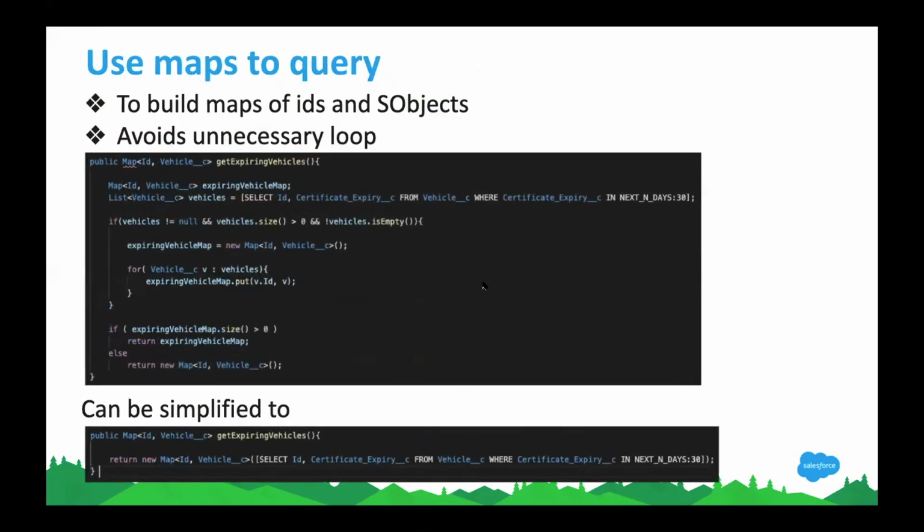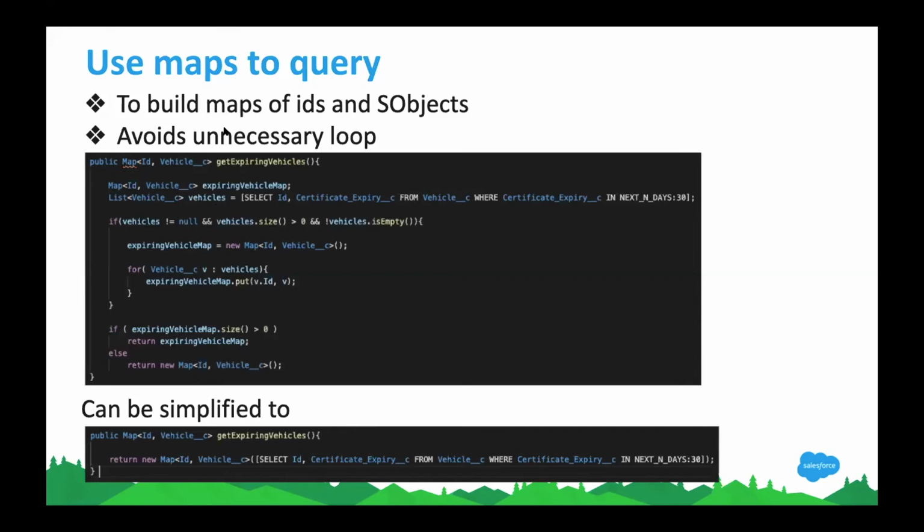Use maps to query. Map is one of the collections that we have in Salesforce. The first point is to build a map of IDs and the list of the sObject. Say, for example, I have two vehicles with different IDs, of course, because Salesforce generates different IDs for the records. So a map saves something like this: the ID of the record and the instance of the record, whatever is being queried here. Here you can see we have used a list of vehicles, queried into that list, and then iterated over it to form a new map called existing vehicle map.